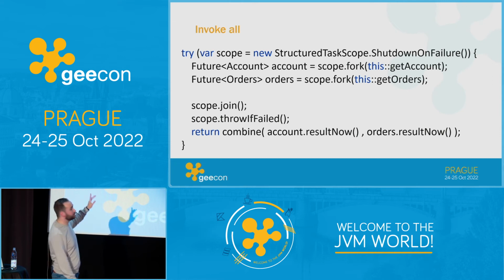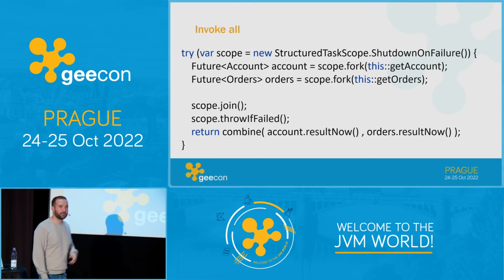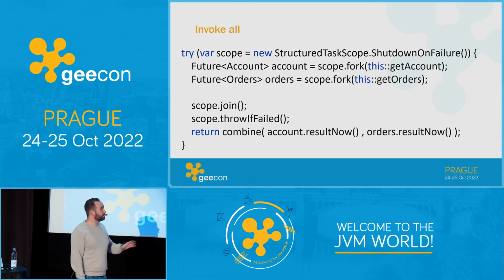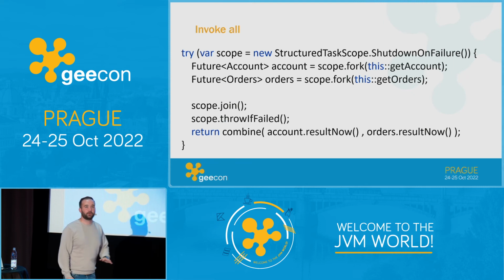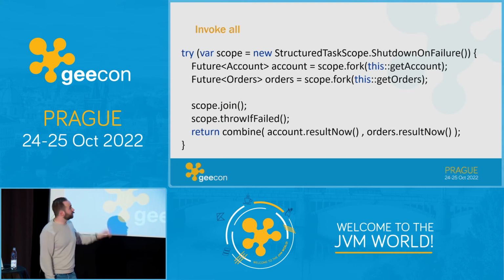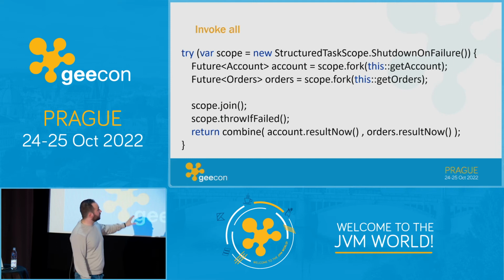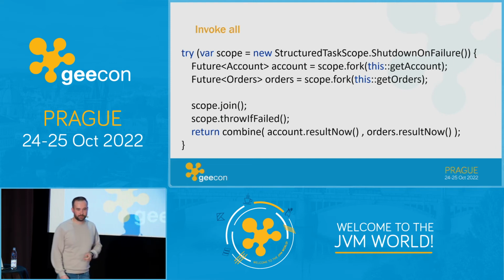So you see that we use futures at the top. You may have been expecting to use get to get the values, but within structured concurrency, we really want to use resultNow. We do that because at this point in our code, we know that these threads are finished. At the scope.join, we have already waited. With the throwIfFailed, we know that there is no exception being propagated. So at this point, we can immediately get the result of both of these futures.